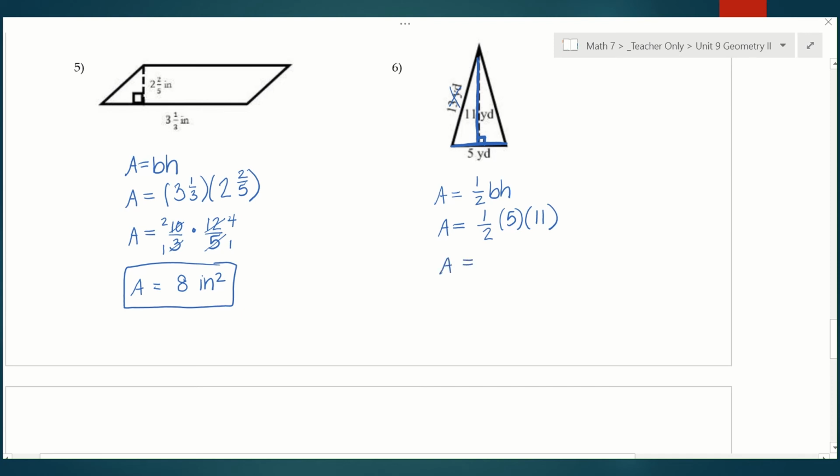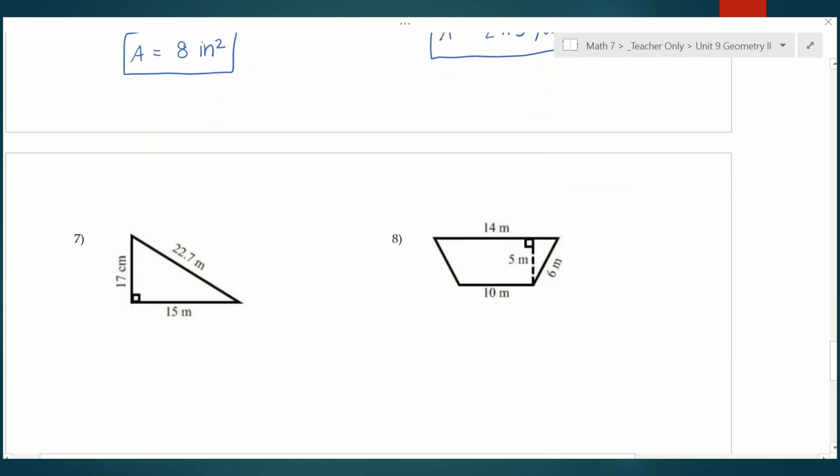Okay, so what I would do is I would say, let's do 5 times 11, which is 55, and then 55 times 1/2 is the same as 55 divided by 2. So that gives me 27.5 yards squared. Again, because you're multiplying all three of those things together, you could have done 1/2 times 5, which is 2.5, and then 2.5 times 11 gives you 27.5. So there's lots of ways that you can multiply those numbers together and you'll still get the same answer.